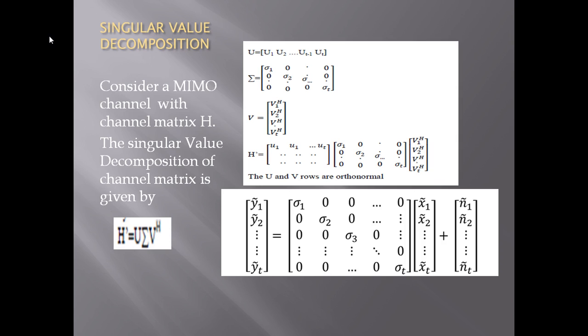The conditions for singular value decomposition are that U and V should both be unitary, and sigma 1 should be greater than or equal to sigma 2, which should be greater than or equal to sigma 3, and so on till sigma T. And all these sigma values should be greater than or equal to 0.